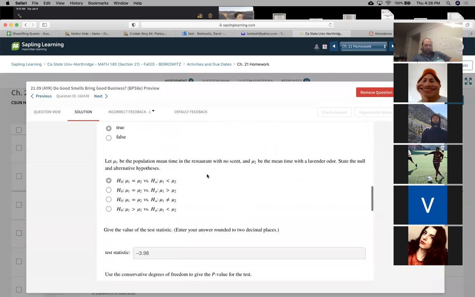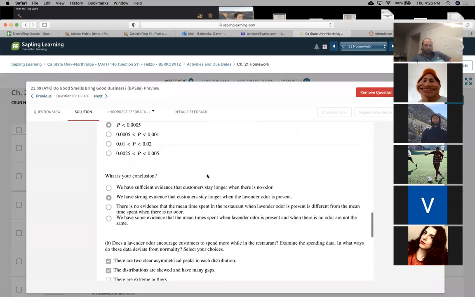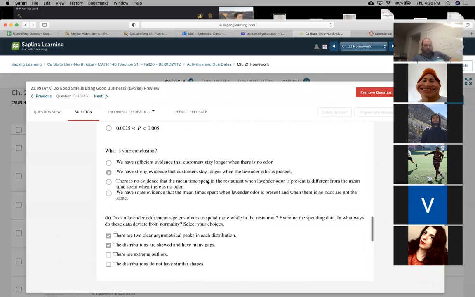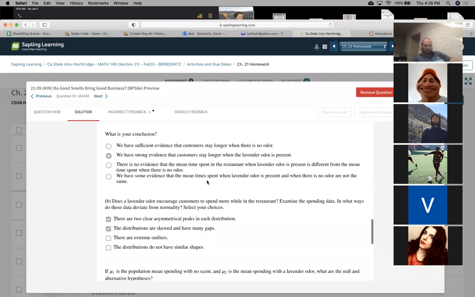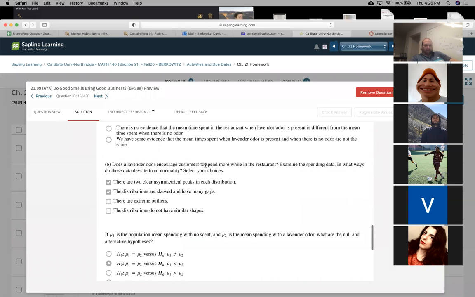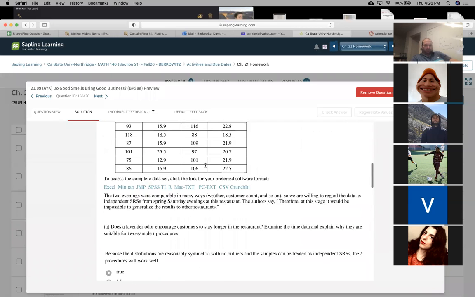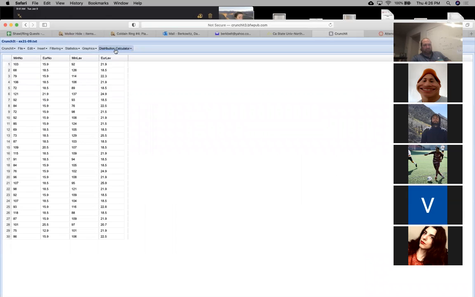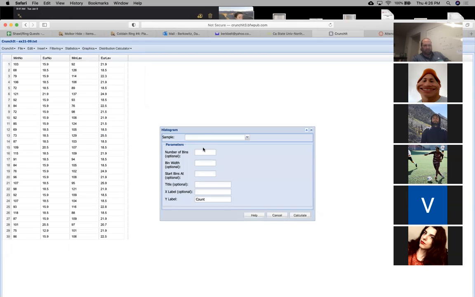Okay, so you did part A. So let's look at part B. Does the lavender odor encourage customers to spend more time in the restaurant? Examine the spending data. In what ways do these data deviate from normality? Well, let's look at the spending data. Let's go to Crunch and look at a distribution. Let's look at a histogram. Let's look at graphics, histogram.